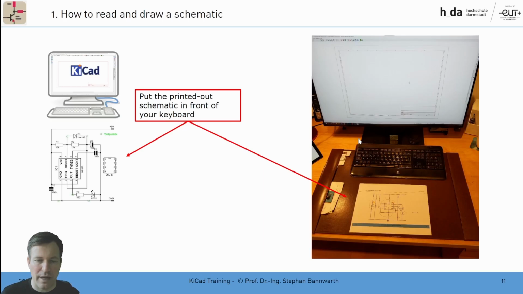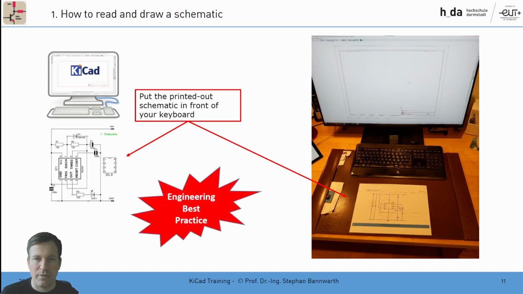Now, in order to enter the schematic into your KiCad program, my engineering best practice is to print out the circuit diagram you want to enter, put it in front of your keyboard and your computer, and you draw it into KiCad. And if you have some questions, annotations or notes, you can just use your pen and put it onto your printout.